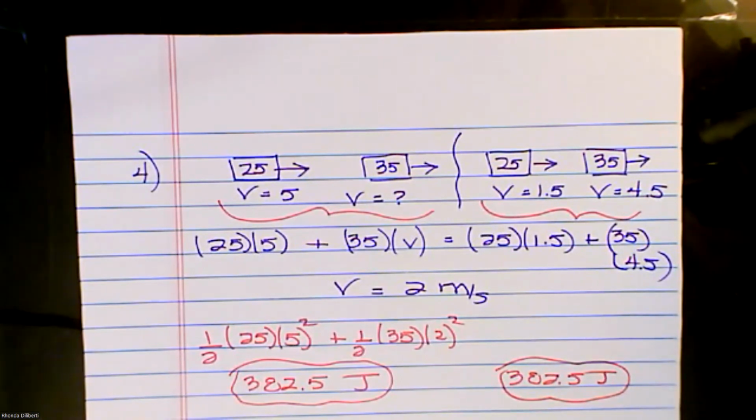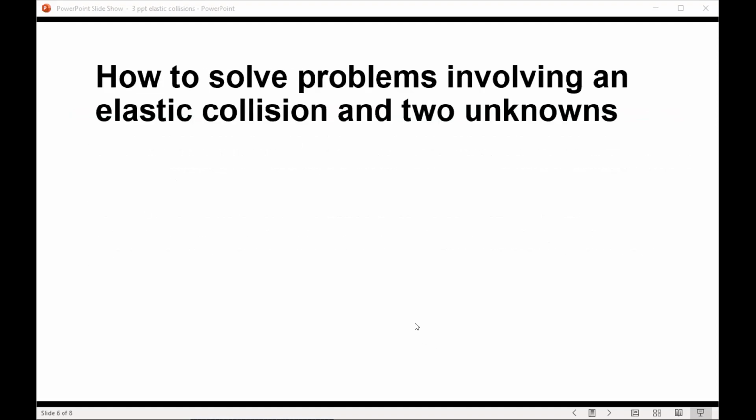Okay, so the next thing that we want to look at then is, what if we have a situation in which we have two unknown variables? So that gets a little bit trickier. So my notes here is how to solve problems involving an elastic collision with two unknown variables.